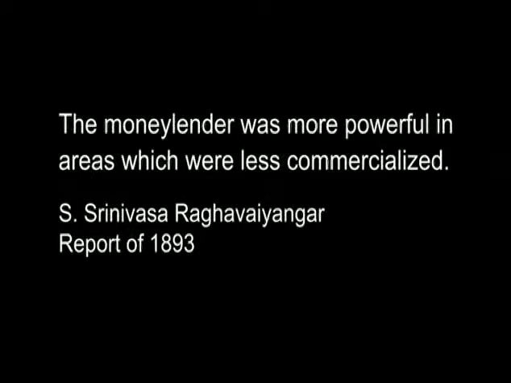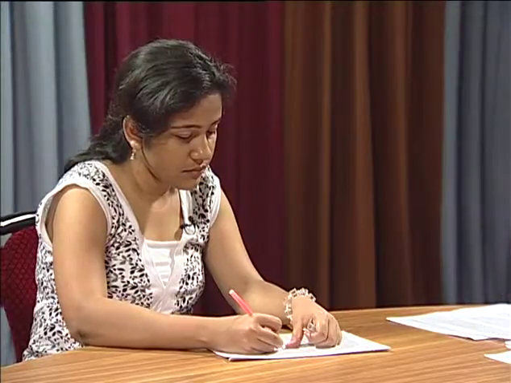According to Srinivas Raghava Iyengar's report of 1893, the moneylender was more powerful in areas which were less commercialized. In central provinces, particularly Sagar and Narmada areas, the revenue demand was also pitched at a very high rate. Here, tenants were exposed to a different kind of insecurity. It's a new kind, possibly. A large installment of the revenue was to be paid in the month of February.